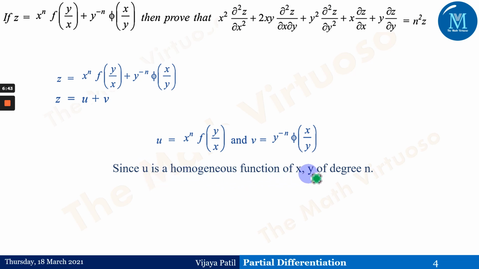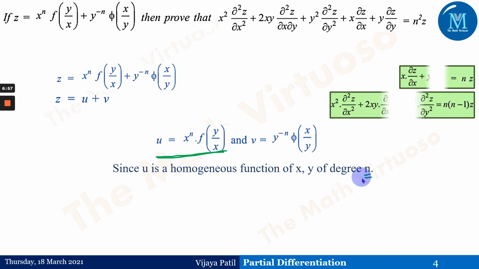and therefore u is a homogeneous function of x and y with degree n. If you observe this particular function u, it's nothing but x to the power n into f of y by x type of function. We could say that it has degree n, and if it is so, then we know these two properties or two deductions which we have proved in the Euler's theorem session. These we have already proved. We are using the same thing now.